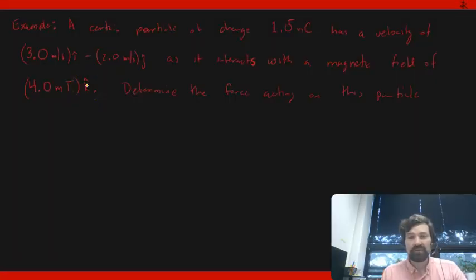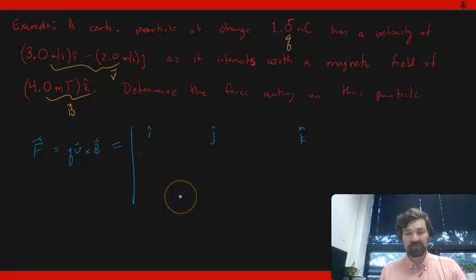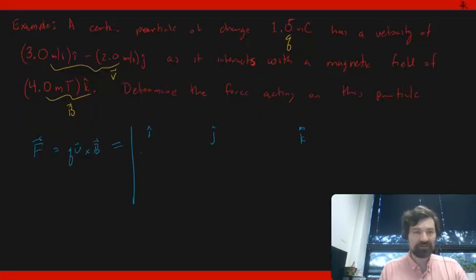So let's do a short example. We've got a particle of 1.5 nanocoulombs. It's got a velocity given by this vector interacting with a magnetic field given by this vector. We want to know what the force is. So F is going to be equal to qV cross B. So I'm just going to set up the matrix. You can, of course, jump to the formula here if you'd like.